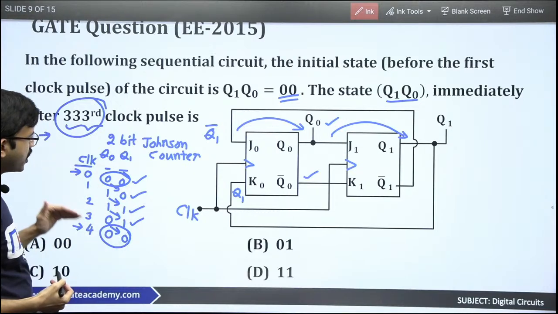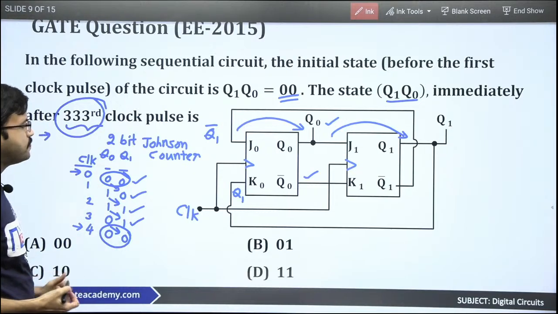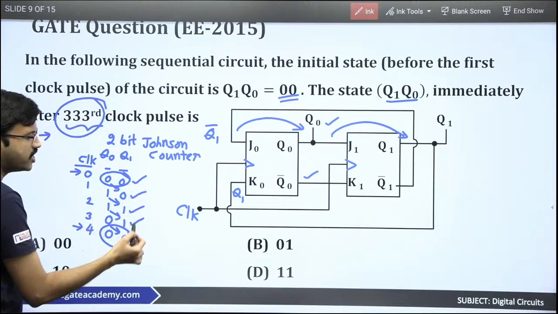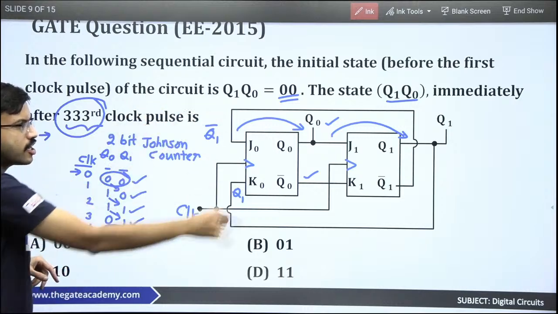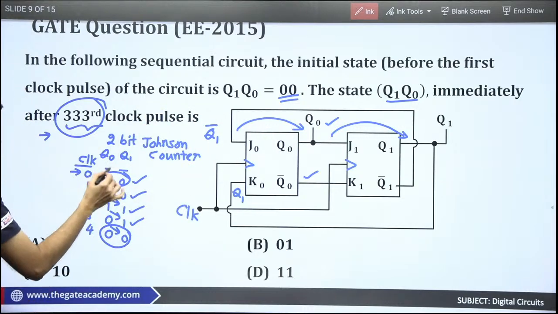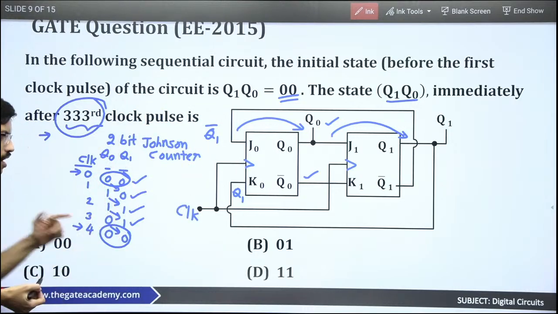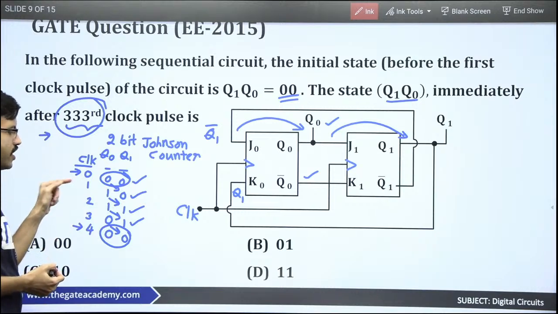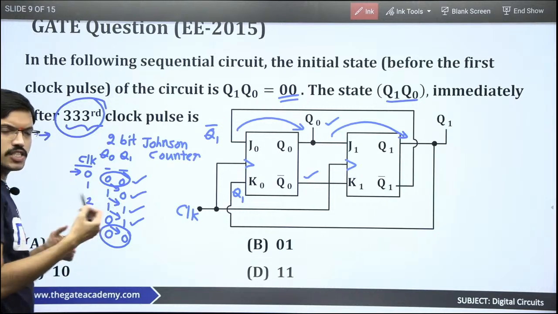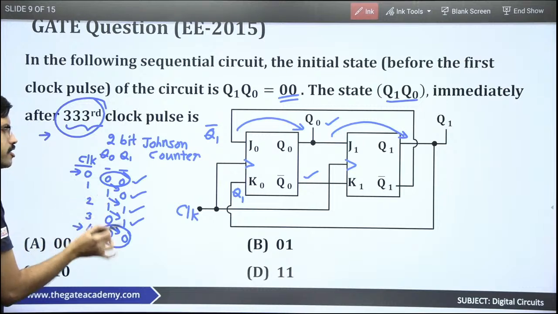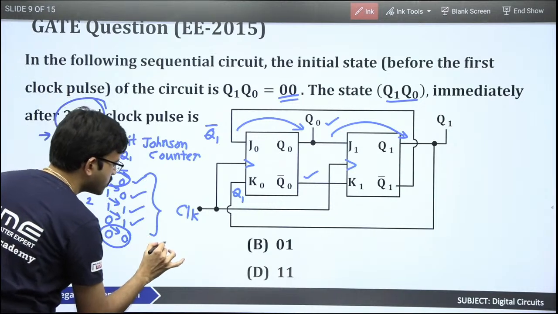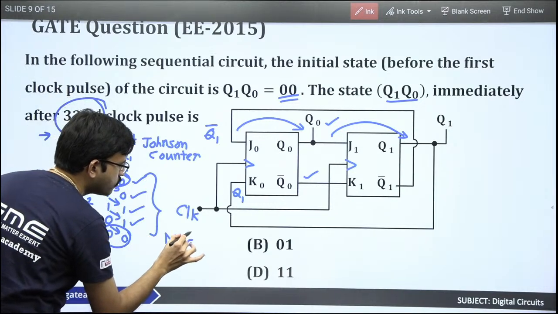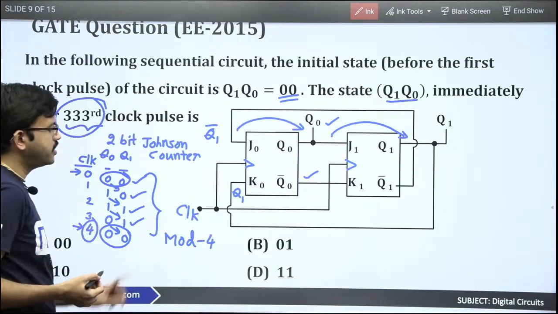Either you can look at it with respect to clock pulse number or with respect to different states. From there you can determine the mod value for this particular counter. Here we have 4 different states. Whatever the initial state is, how many clock cycles do we require to bring the counter back to the same state? Either from here or from here you will come to know that it is the mod 4 counter.